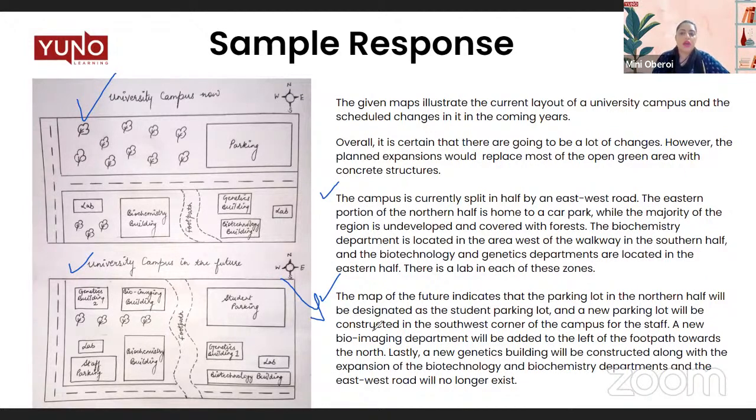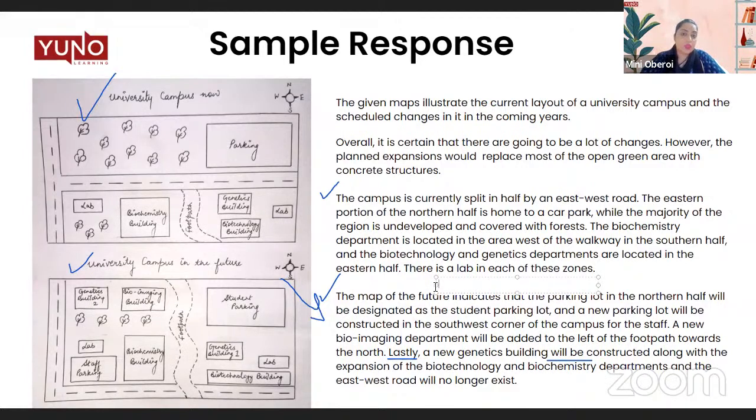But how many of us observed the use of linkers here? While writing the report, as we insist that we must incorporate linkers, see the way we have used lastly. When we are giving the last point, we have easily connected it by saying lastly, instead of saying north and a new genetic building. Why not simplify the sentences, right? We can say lastly, a new genetic building will be constructed. Now, will be constructed. We must check while writing the report, have I given the correct tenses here?